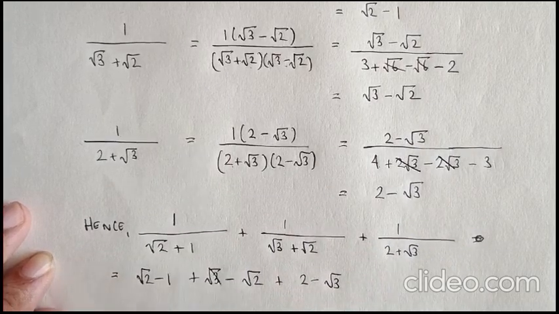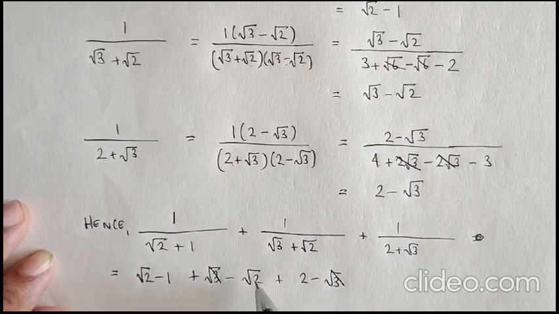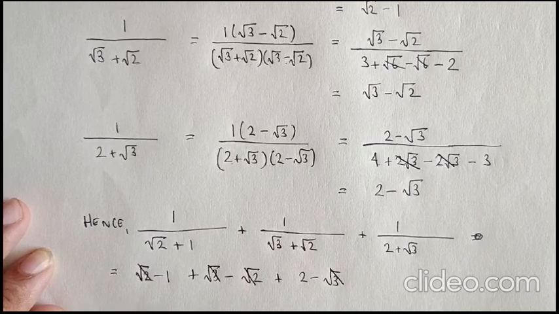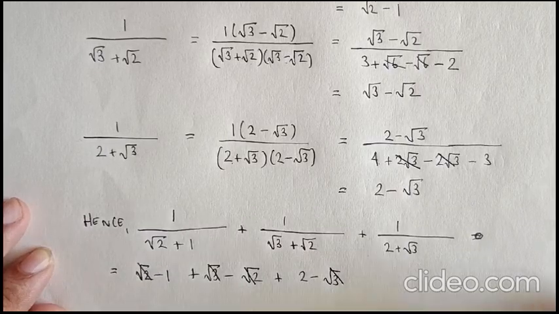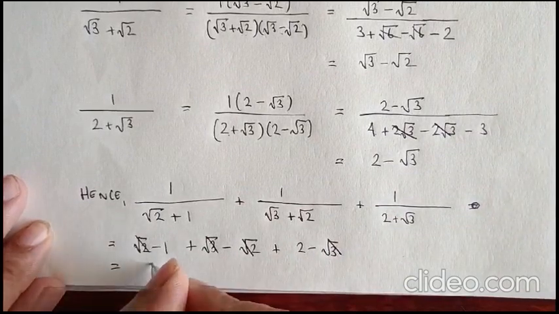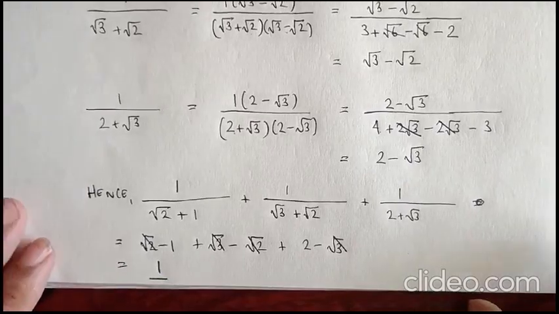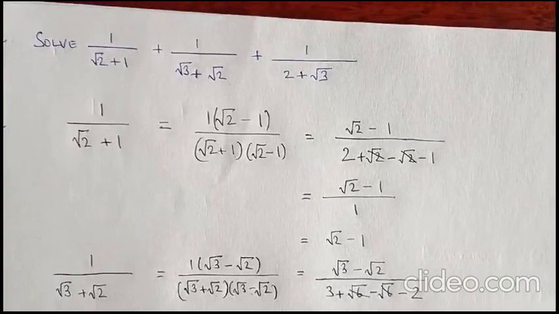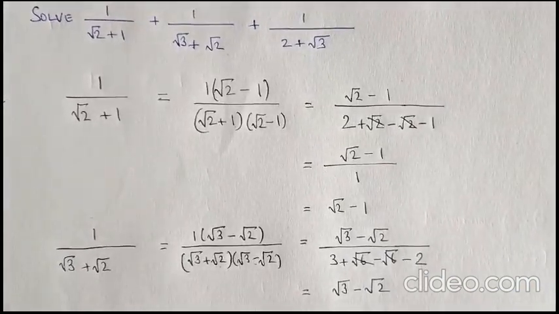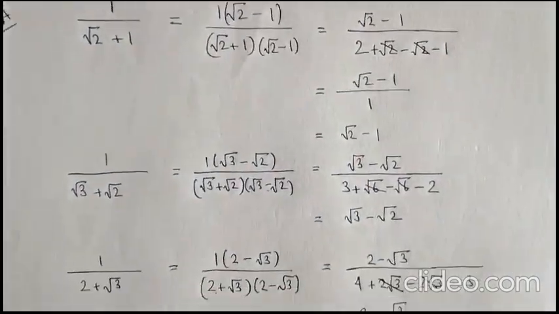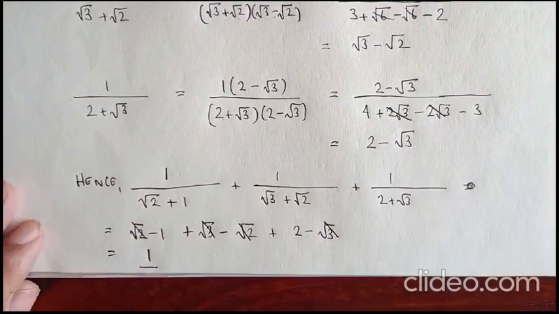So we cancel out root 3, we cancel out root 2. So what do we have remaining? We have minus 1 plus 2, right? Which is equal to nothing but 1. So imagine, everyone, our answer to a long complicated problem which seems so complicated, the answer to this is nothing but 1.